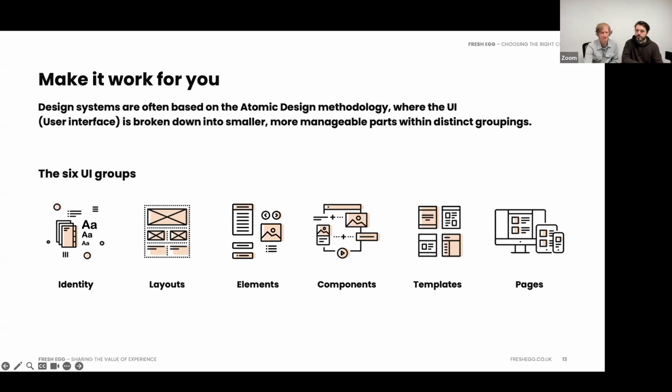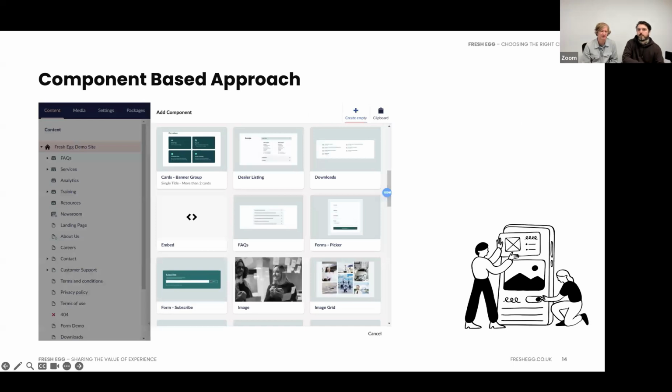Absolutely. So just a brief look at the component-based approach, in case that's not clear. We break these components down. As Matt suggested already, there's frequently asked questions, a forms picker, an image grid, downloads, so any type of requirement your business has. Some of these could be very business specific, and some of these can be an integration.